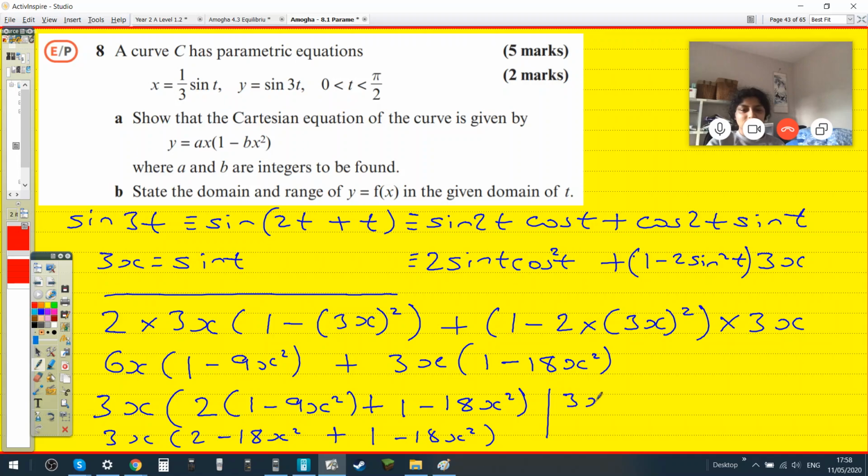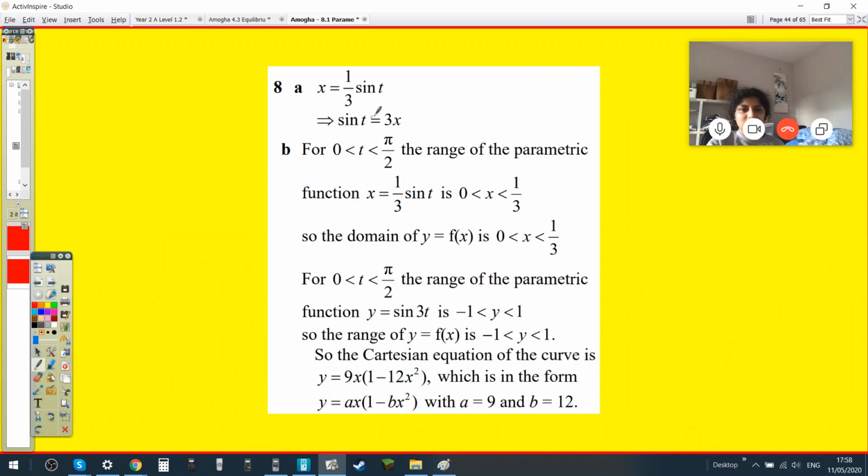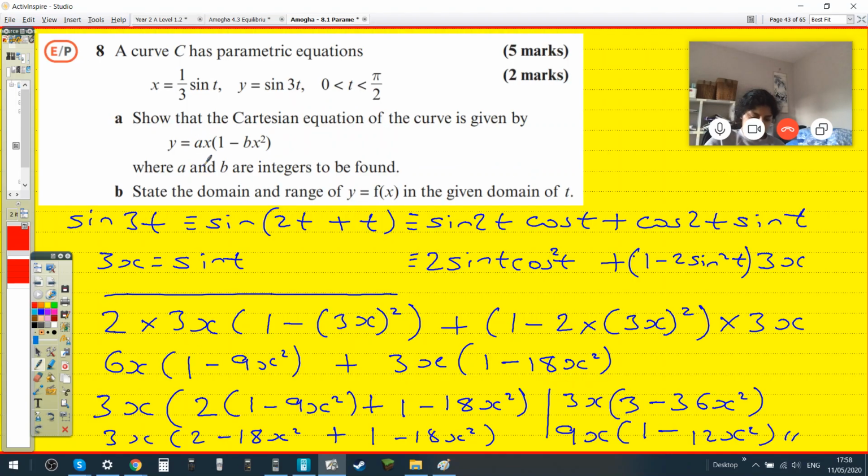So that gives, we have 3x, 3 minus 36x squared. Yeah. Can we simplify it further? Take out 3, I suppose. Yeah. 12x squared? Yeah. I think that's it. That was long. 9 and 12. Okay. There we go. 9x, 1 minus 12x squared. And I think other than that, it's all the same. Yeah, any questions there?